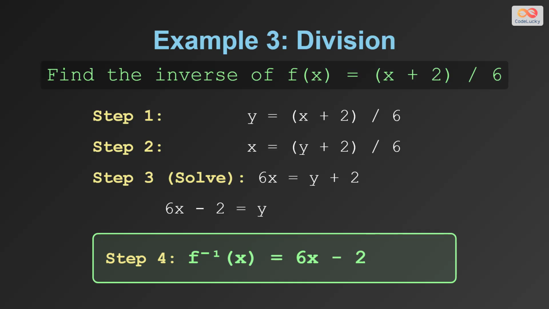Here's an example with division. F of x equals the quantity x plus 2, all divided by 6. We write y equals that expression. Then, we switch x and y to get x equals the quantity y plus 2, all divided by 6. To solve, we first multiply both sides by 6. This gives us 6x equals y plus 2. Then, we subtract 2 from both sides. Our final inverse function is f inverse of x equals 6x minus 2.